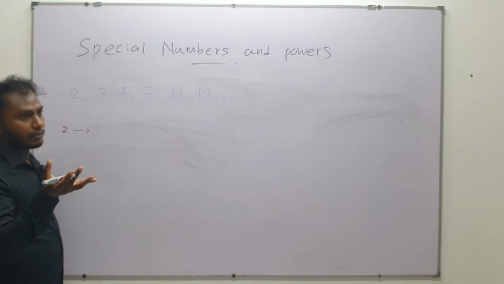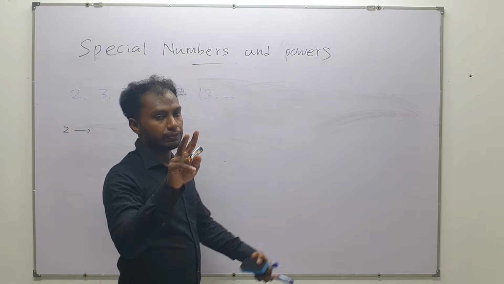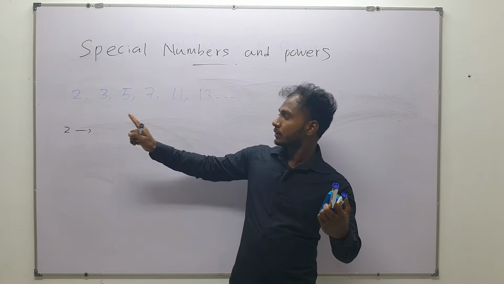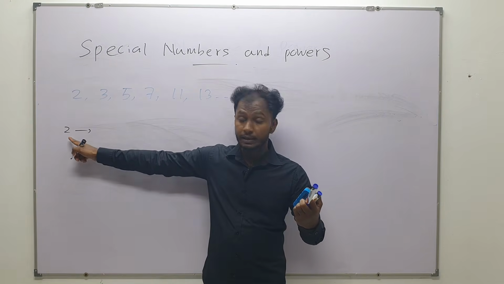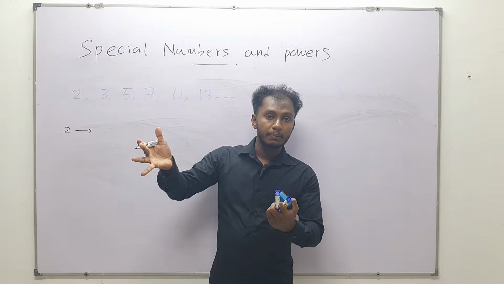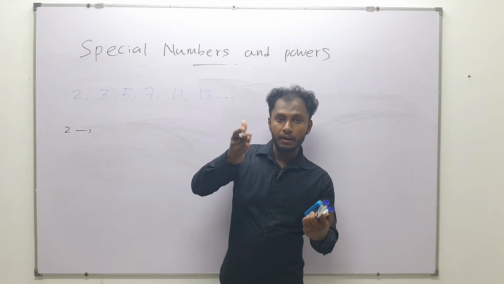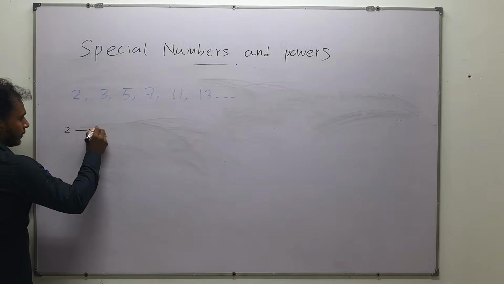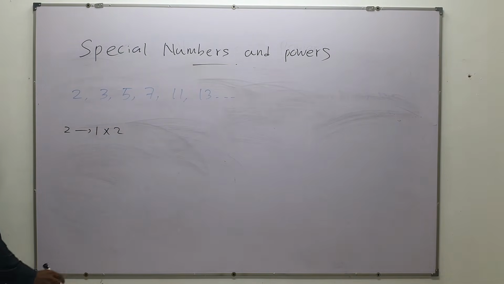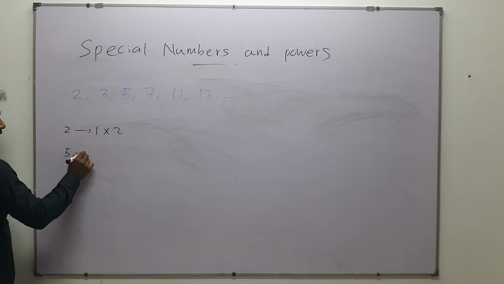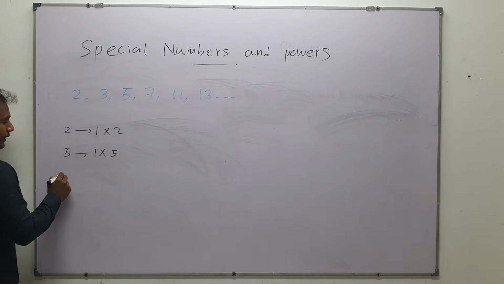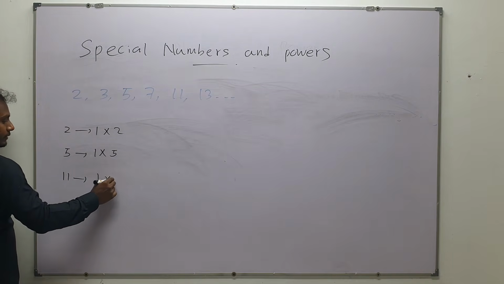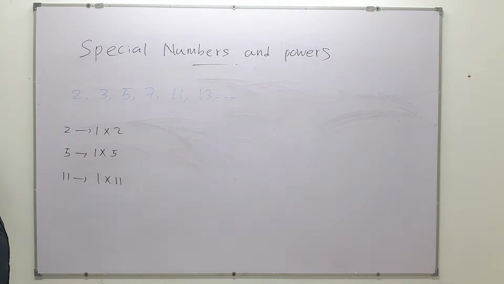So, what is a factor of a number? If two numbers multiply to make this number, or the number we are considering, here we are considering the number 2. So 2 can be made by multiplying number 1 and 2, right? If I take 5, this can also be made by what? Number 1 and 5. If I take 11, again 1 times 11 can be taken.